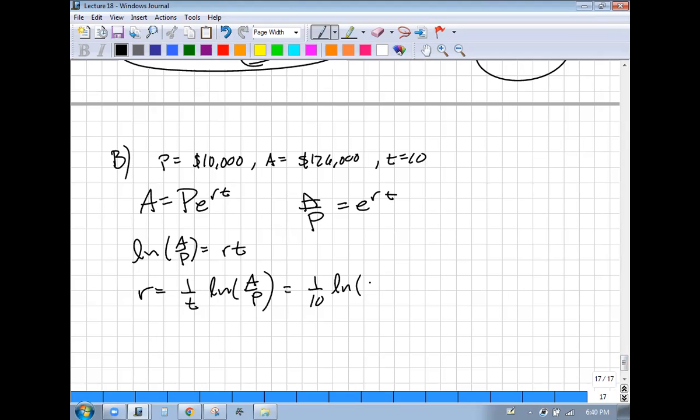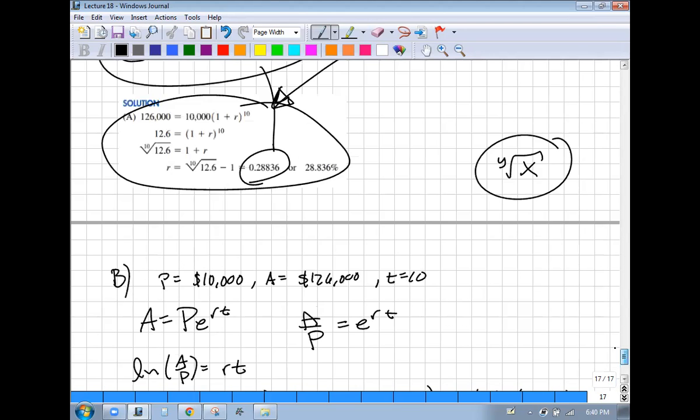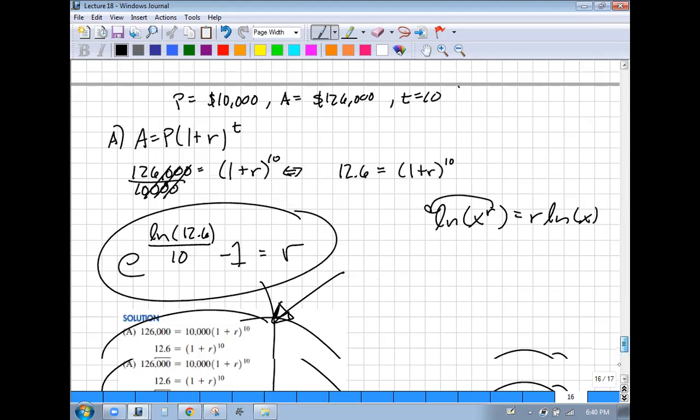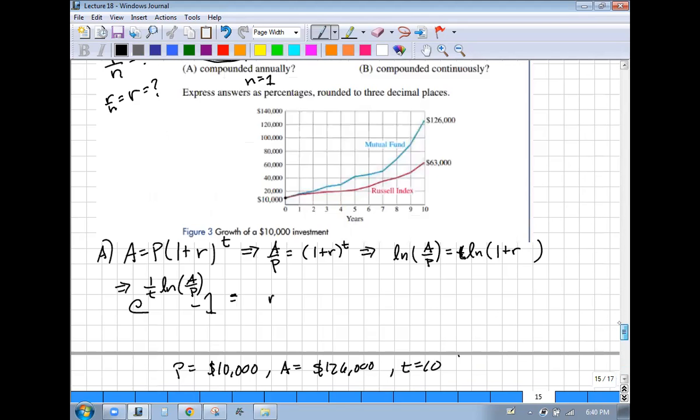So we have 1/10 natural log of 126,000 over 10,000. So this is 1/10 natural log of 12.6. So let's see, 12.6 natural log divided by 10. We're getting 0.2533 or 25.33%, compared to 28%. All right. Yeah, next time we'll explore whatever this means.